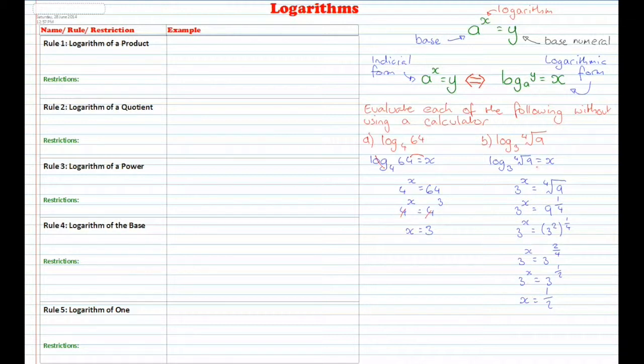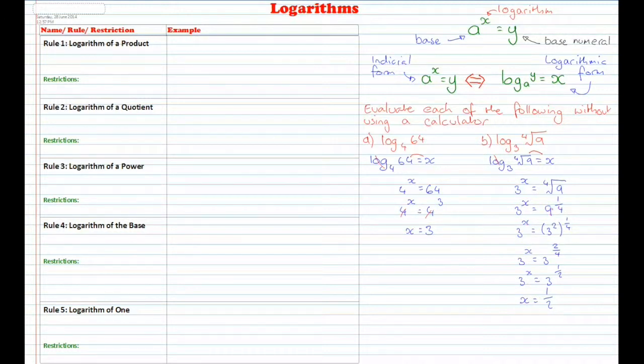And now I need to transform it into its indicial form, so get rid of the log. And now I need to swap over the 4th root of 9 and the x. So you end up getting 3 to the power of x is equal to the quartic root of 9. So now I can rewrite the quartic root of 9 as 9 to the power of 1/4. And therefore I've got 3 to the power of x is equal to 9 to the power of 1/4.